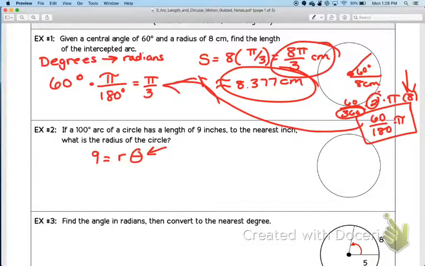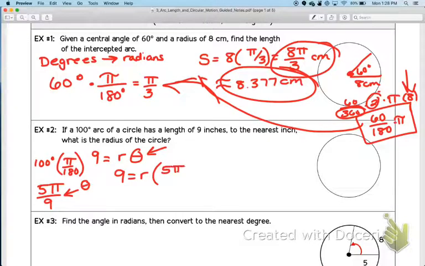So we have 100 degrees. Let's do that conversion. So 100 degrees times pi over 180. So that goes to 5/9 pi. So this is our theta in radians. So let's plug that in. So 9 equals R times 5 pi over 9. Right? With me so far? So now let's solve this for R.